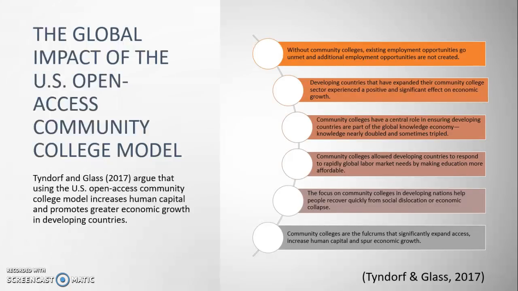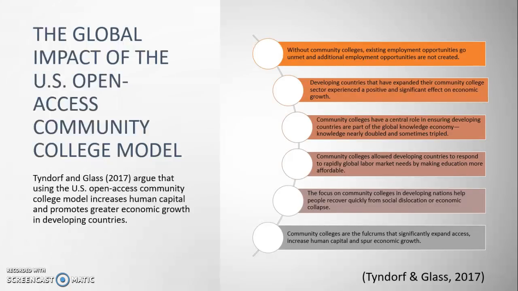In their study, they found that developing countries that have expanded their open access community college sector have experienced a positive and significant effect on economic growth. Specifically, community colleges are playing a central role in ensuring that developing countries are part of the global knowledge economy. This is allowing developing countries to respond rapidly to global labor market needs by making education more accessible and affordable. In conjunction with accessibility and affordability, they are directly contributing to the increase in human capital, which is the spur to economic growth.